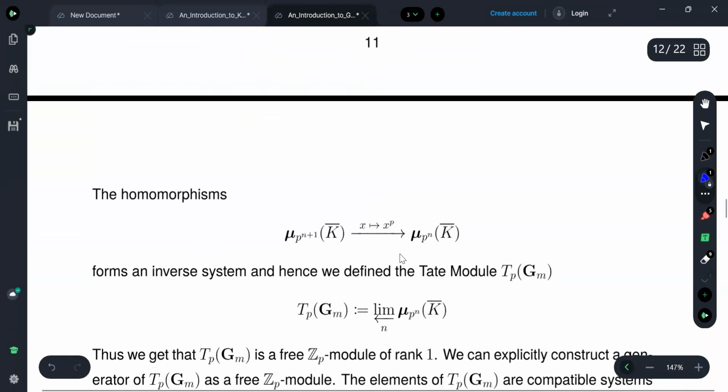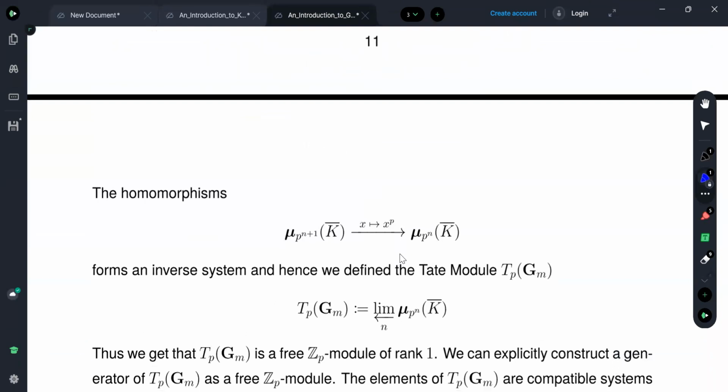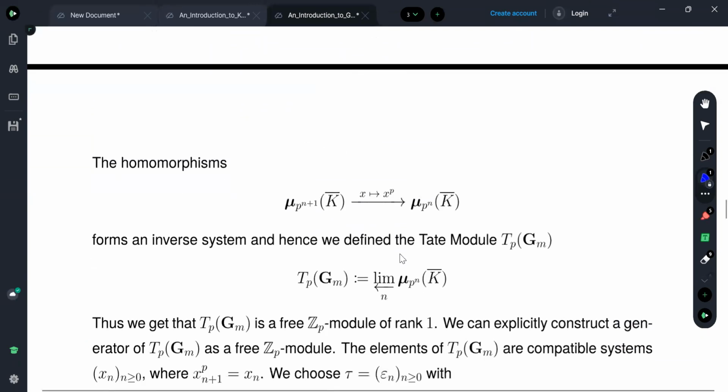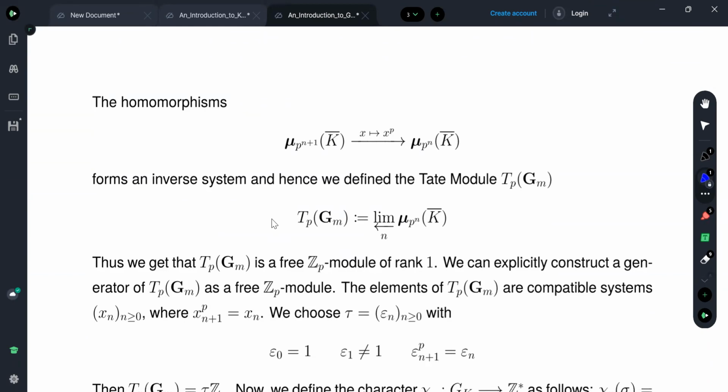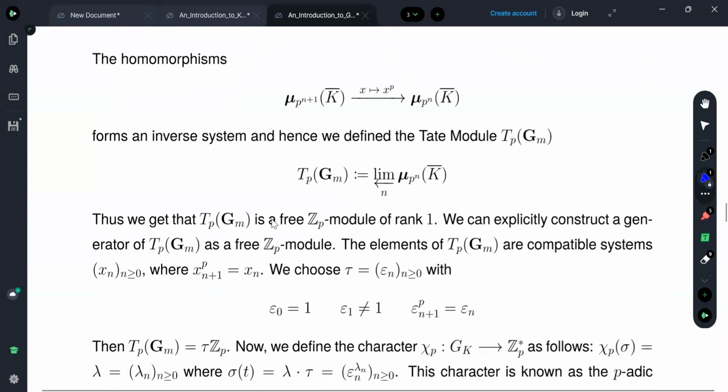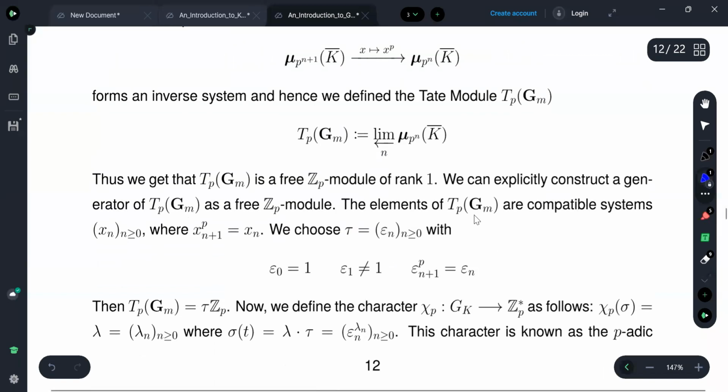And from mu p to the n plus 1 of K bar to mu p to the n of K bar, we have a natural map, x going to x to the p. And with respect to these maps, we can take the inverse limit, right? So this is how we define the Tate module of the multiplicative group. By the definition of an inverse limit, the elements of this Tate module will be compatible sequences, which means x sub n plus 1 to the p equals x sub n.